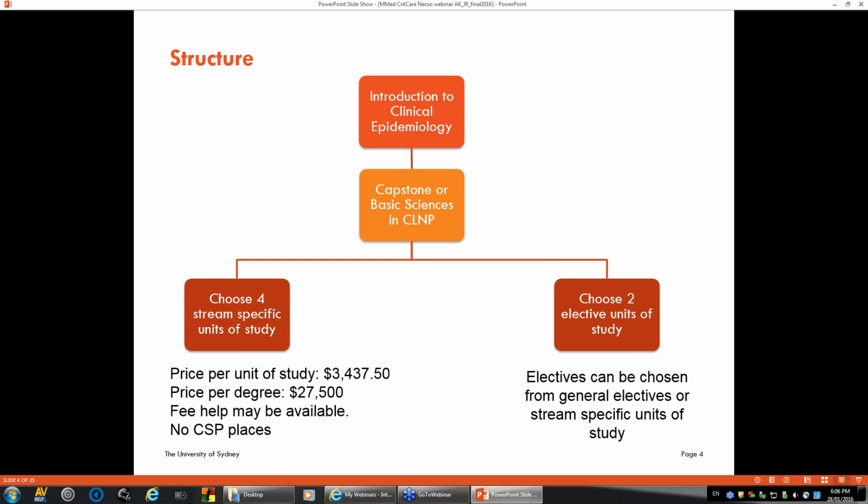Now, just to be clear also, the electives can be chosen from a general list, which we'll show you, or from your stream-specific units of study. So if you're really enjoying the specialty you've chosen, you can complete 6 stream-specifics plus the capstone or the basic sciences.